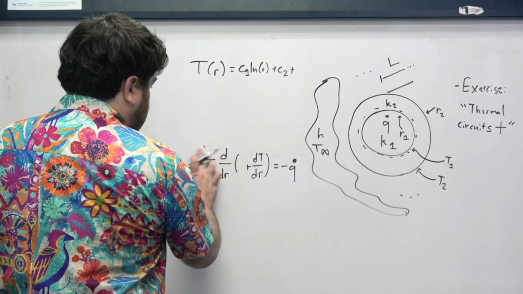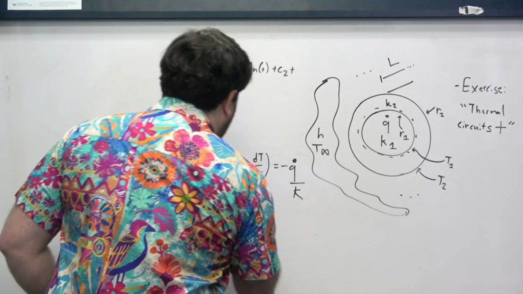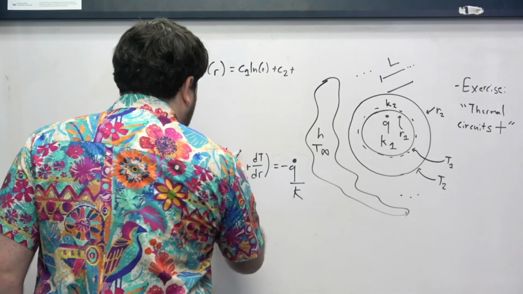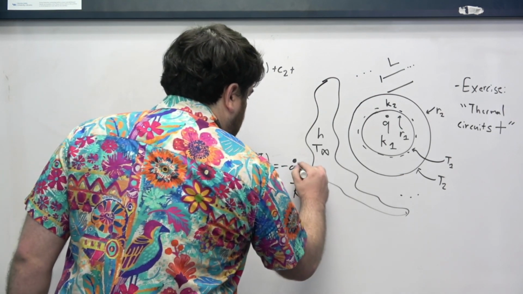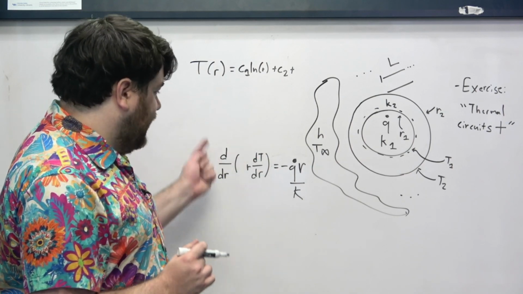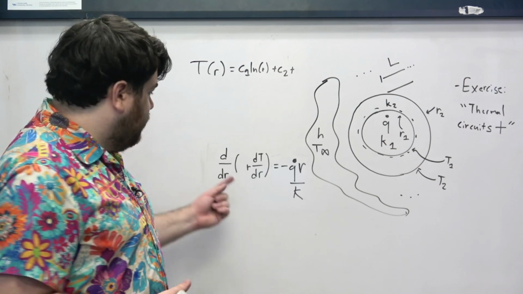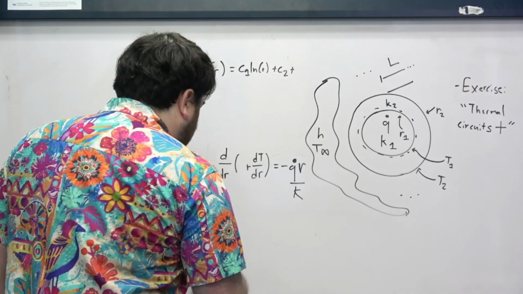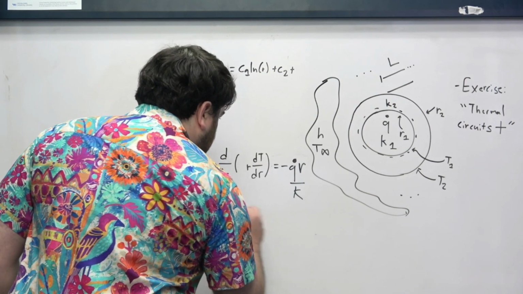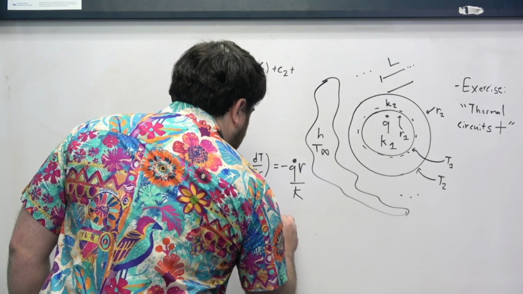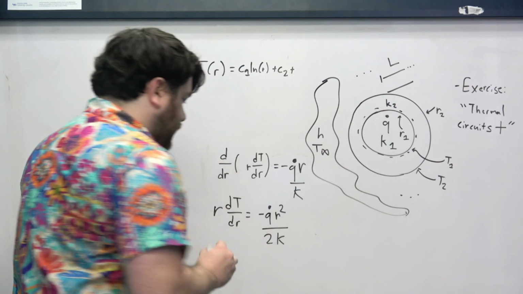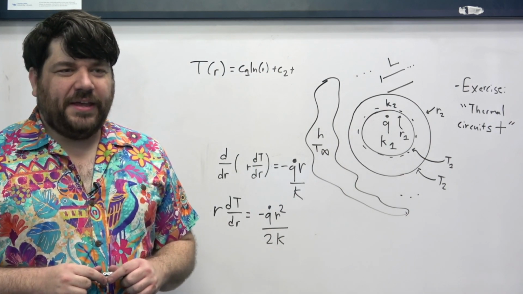So take the k, move it down over here, q dot over k. You have 1 over r. Take the r, move it over to the right. All right, so we have this. Now all we have to do is just integrate this whole thing as a function of r. And so what we obtain is that r dT dr is equal to minus q dot r squared over 2k.